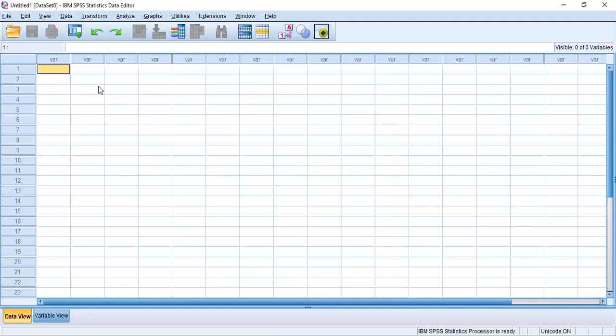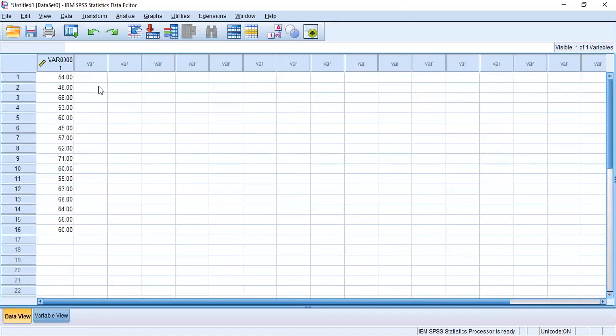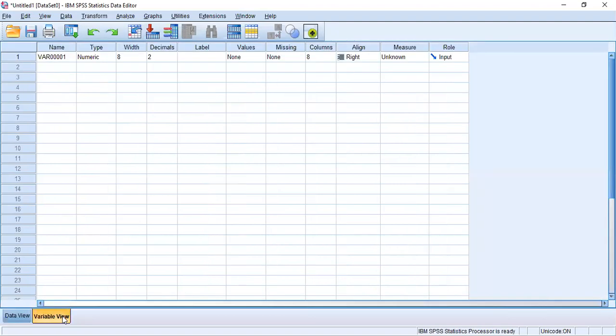So this data shows how many hours per week these workers, these auditors, have worked in a given week in that leading firm. So these hours have been entered: 54 hours, 48 hours, and so on till 56 and 60 hours by these 16 employees. Now I'll go to the variable view. So I'm simply saying duration. How many hours they have worked, I'm calling it duration. Okay.